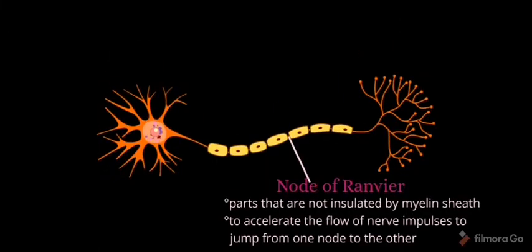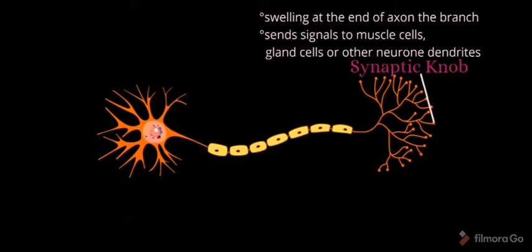Node of Ranvier is a part of neurons that is not insulated by the myelin sheath, found at regular gaps along the axon. The node of Ranvier helps to accelerate the flow of nerve impulses by allowing the nerve impulses to jump from one node to the following node. The synaptic knob is a swelling at the end of the axon branch. The synaptic knob sends signals to muscle cells, gland cells, or other neurons' dendrites.